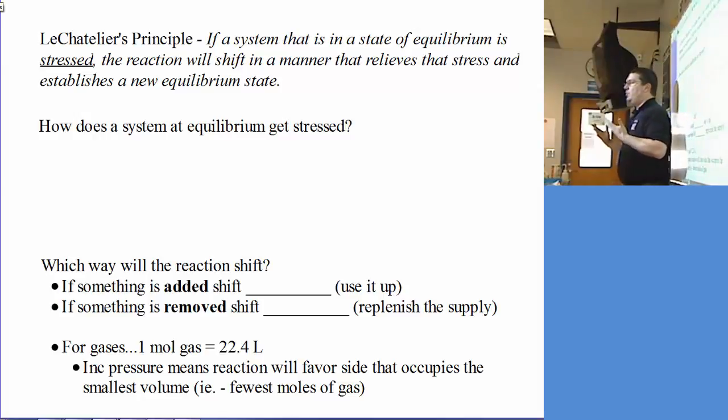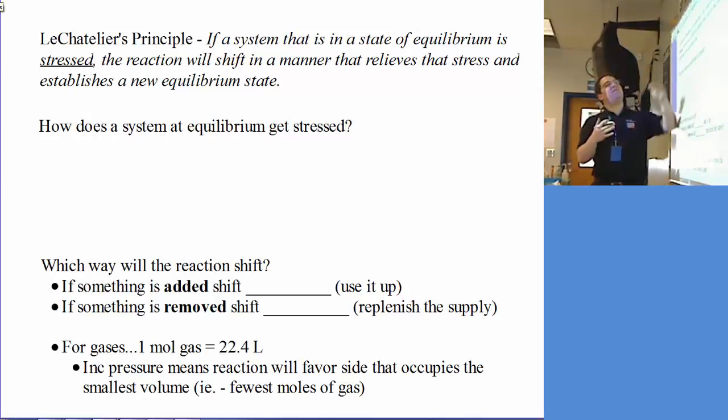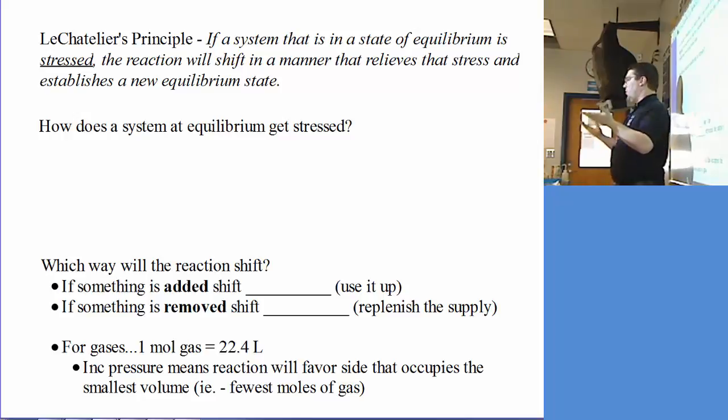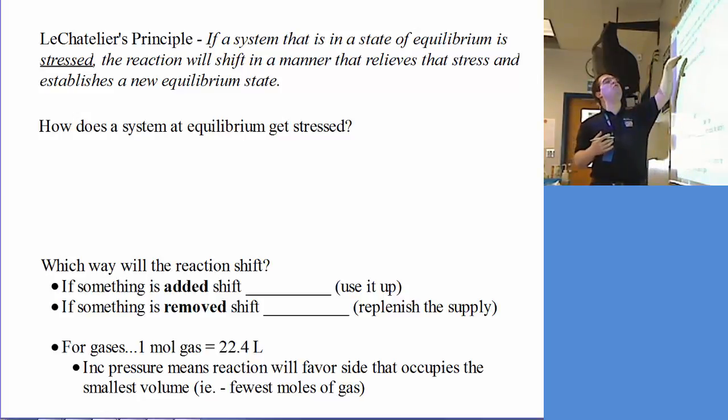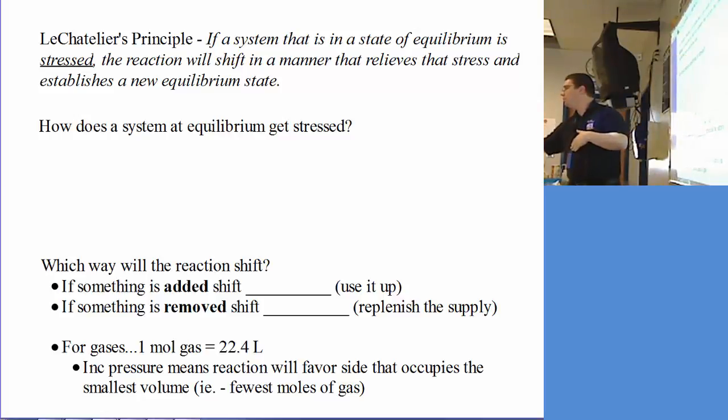LeChatelier's principle says essentially that if you have a system that's in equilibrium, and you do something to mess it up, to stress it, the system is going to try and autocorrect itself. It's going to shift however it needs to alleviate that stress and relieve it and establish a new equilibrium. Now, it's going to be at an equilibrium. It's not going to be the same exact one. So in the case of adding more water to the right-hand beaker here, the new equilibrium that's going to be established is a lower amount of my reactant, but a higher amount of my product. So that volume would have come up.